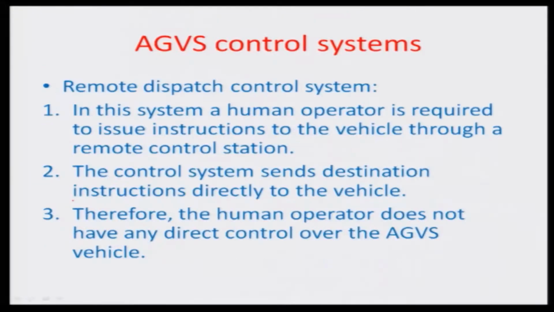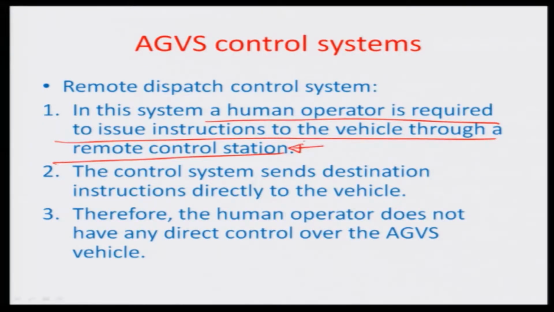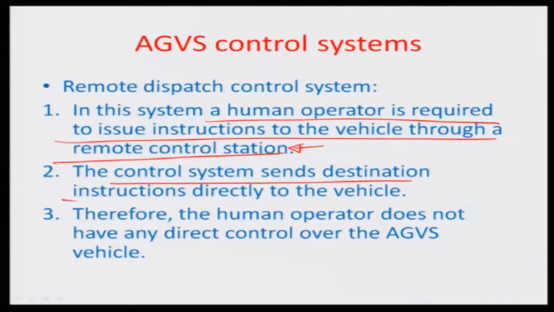So mostly AGVS systems in very high volume production are computer controlled. The other mode is a remote dispatch control system. So in this system a human operator is required to issue instructions to the vehicle through a remote controlled station. So this is something which is more semi-human, you can say, but used in situations where the load on the AGVS system for doing material handling is substantially lower. Computer control would be needed when you are planning to have a bulk handling of the materials through the AGVS route. So basically the control system sends the destination instructions directly to the vehicle.